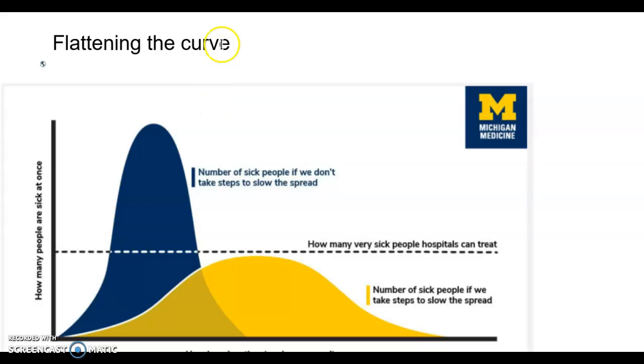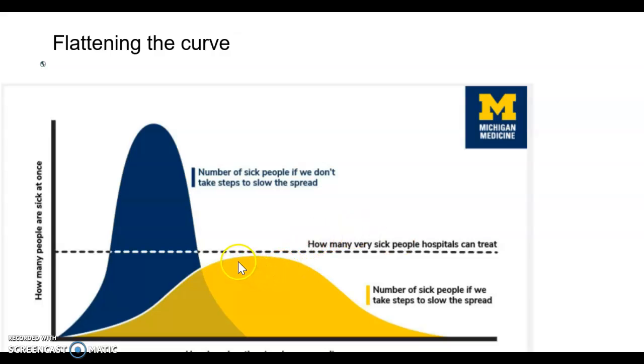So the reason that we talk about flattening the curve is because we want our quadratic function to max out at the same point that the hospitals can max out. The hospital is a constant function because their number of beds don't change. However, our sick people, that number changes all the time.